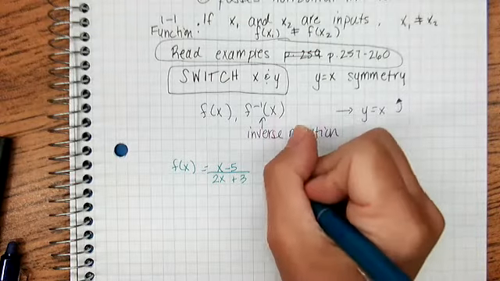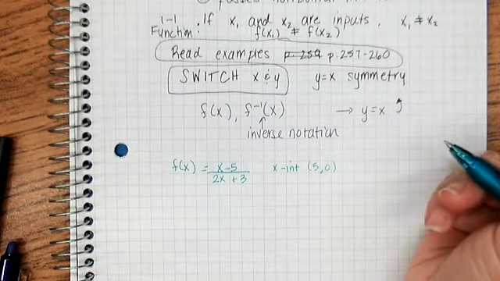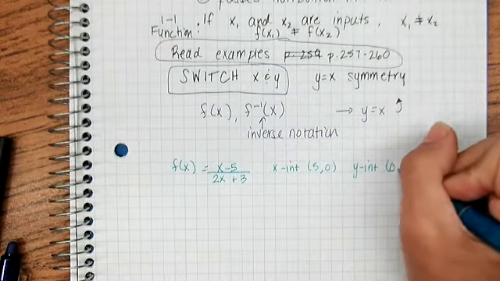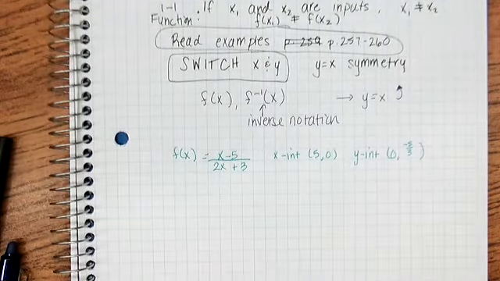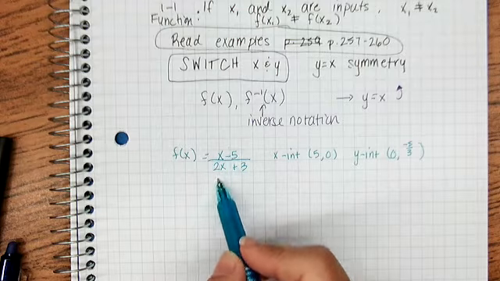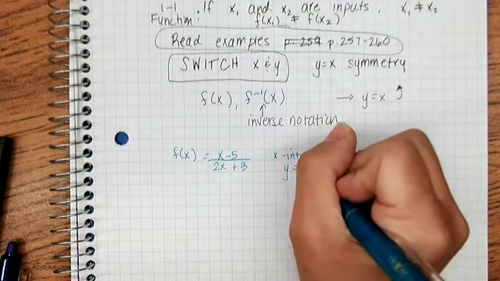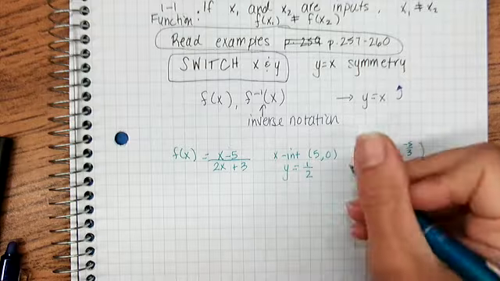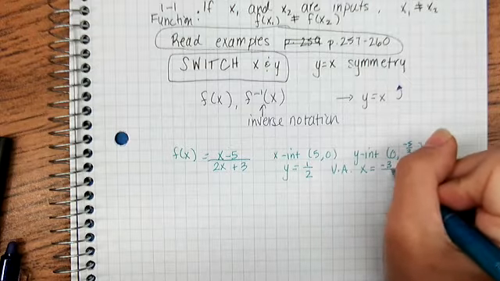This has an x-intercept at 5, 0. It has a y-intercept at 0, negative 5/3. Its horizontal asymptote, end behavior, lead coefficients, degrees match, 1x over 2x. Your horizontal asymptote is at y equals 1/2. And lastly, our vertical asymptote is at x equals negative 3/2.